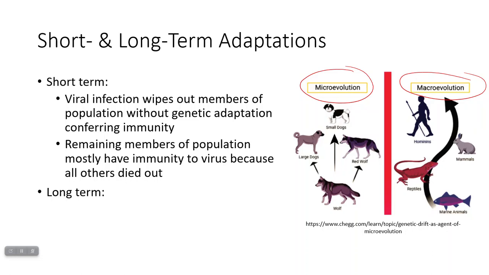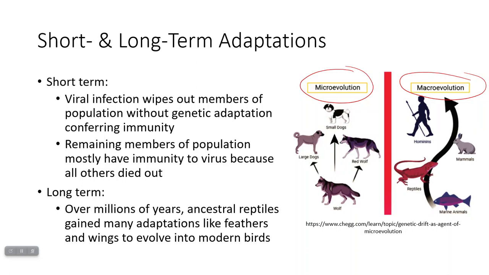Then you have macroevolution. So this is long-term evolution. This is what can produce new species and produce these dramatic changes. This will usually happen over millions of years, or up to tens or hundreds of millions of years as well. So a written example here, there was a population of ancestral reptiles that gained some advantages, some adaptations in order to survive in their environment. Things like developing feathers, or having those feathers spread out on their upper limb bones to produce wings.